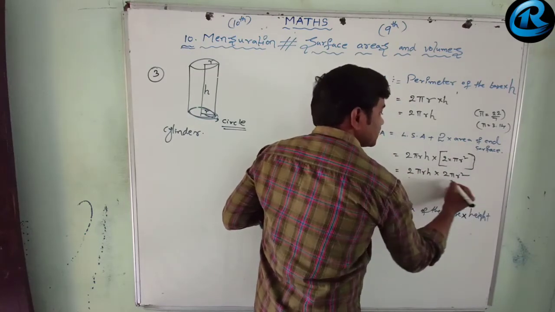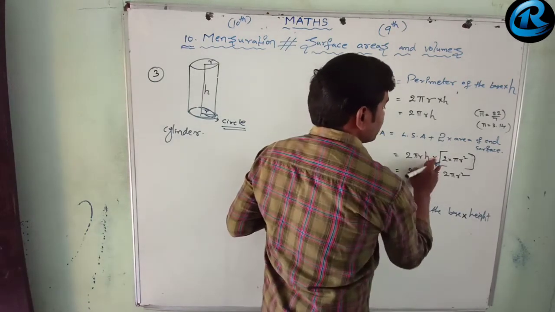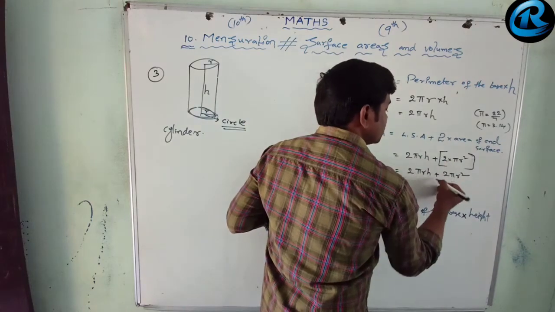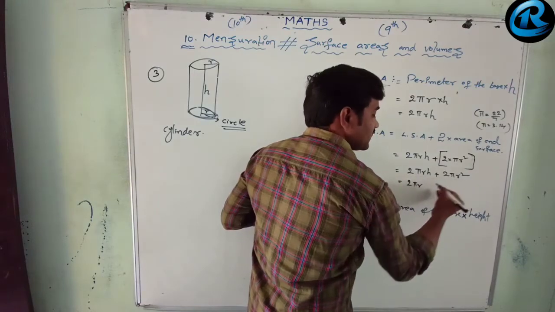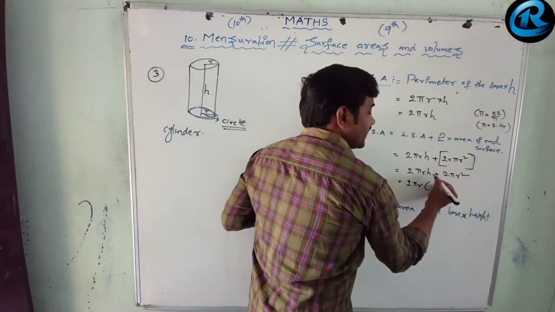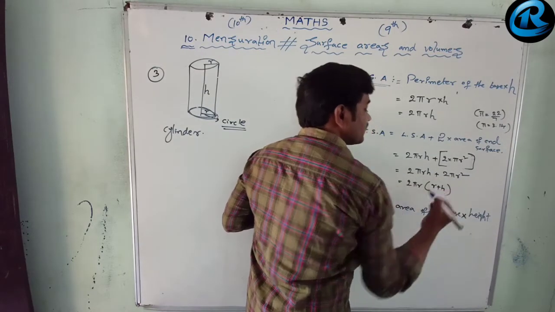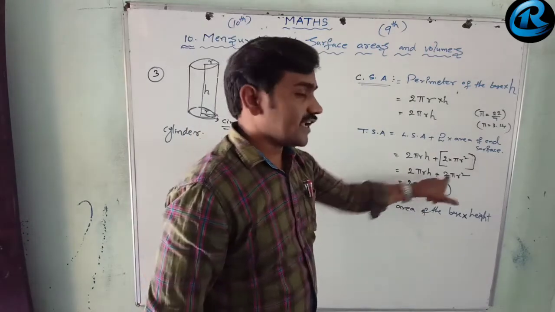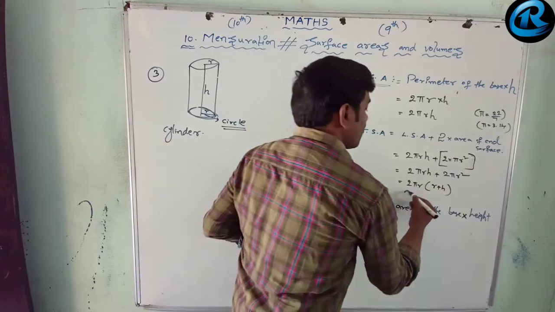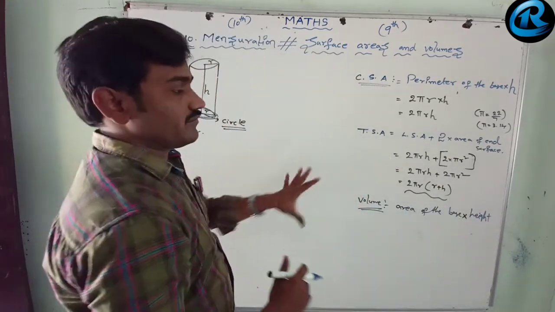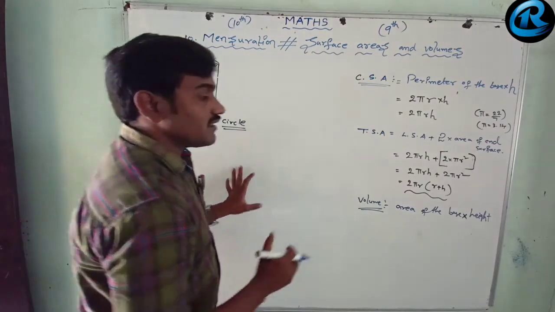In these two terms, what is common? 2 pi r is common. So what is left? One h is left here and one r is left here. If I take 2 pi r common, I will get r plus h in the bracket: 2 pi r of (r plus h). I have written it in standard form. That is the formula of the total surface area of the cylinder. Then, the volume of the cylinder.